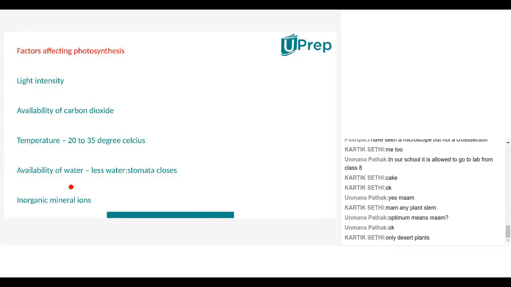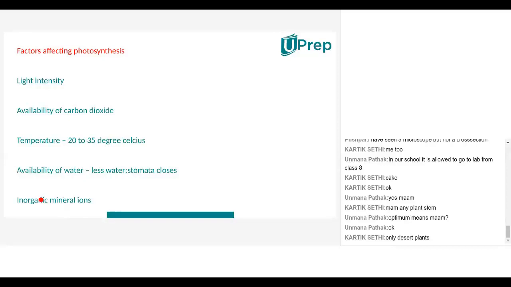First and foremost, the roots will get rotten. It does not require so much water. There will be too much water. It will cause a lot of humidity. Humidity will lead to rottenness. So too much watering is also not good. Right? Okay. Now, inorganic mineral ions.